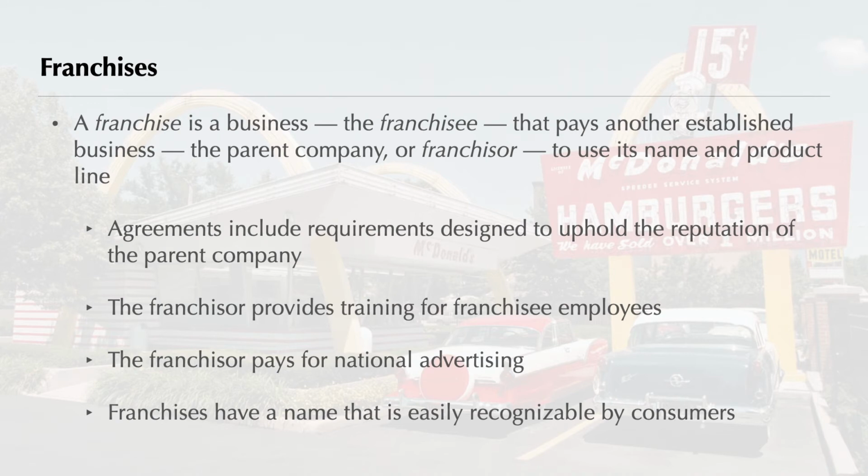What kinds of businesses are operated as franchises? Hotel and motel chains such as Holiday Inn, restaurants such as Burger King, and real estate agencies such as Century 21 are organized as franchises. Franchise agreements generally include requirements designed to uphold the reputation of the parent company. For example, the franchisee has to maintain quality standards and must provide a particular good or service.